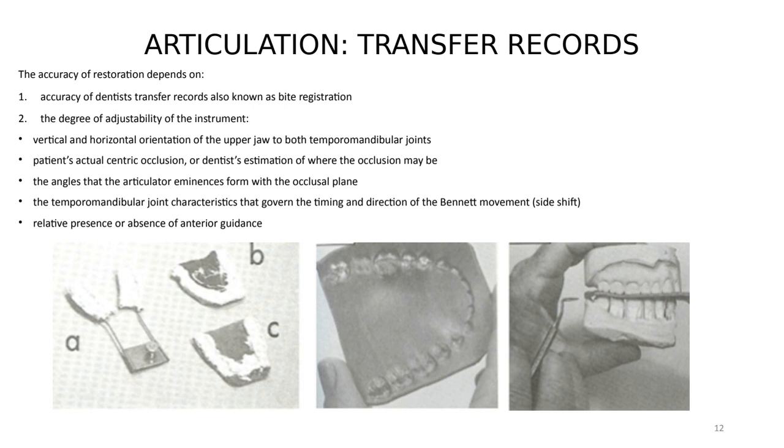And the relative presence or absence of anterior guidance. So anterior guidance is given by, again, how the name says, the anterior teeth. So when the patient brings forward the lower jaw, how the relationship between the upper and the lower teeth takes place. Are they gliding on one another, or do they have a stop, or what's the relationship there?